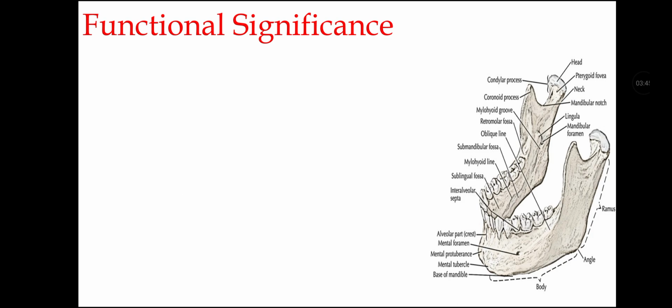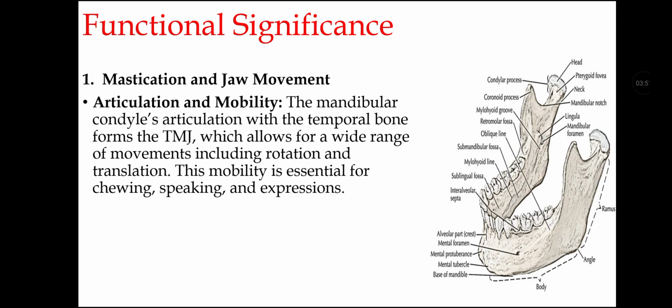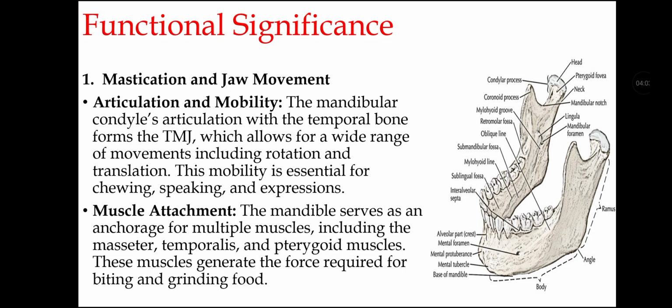Now let's talk about the functional significance of the mandible. The first significance is mastication and jaw movement. Articulation and mobility. The mandibular condyle's articulation with the temporal bone forms the temporomandibular joint, which allows for a wide range of movements, including rotation and translation. This mobility is essential for chewing, speaking, and expression.